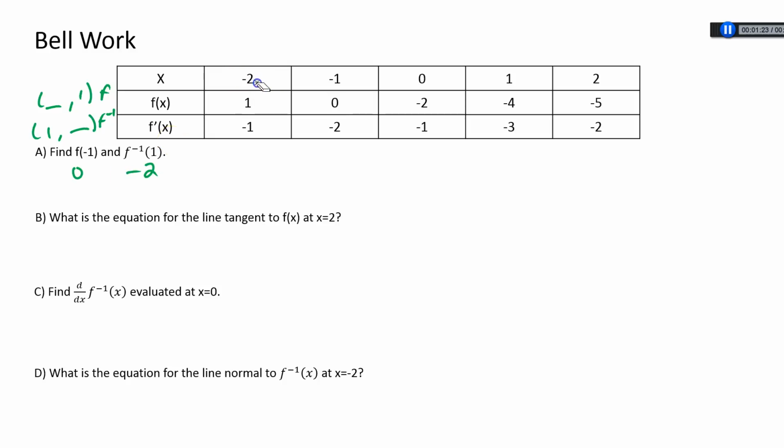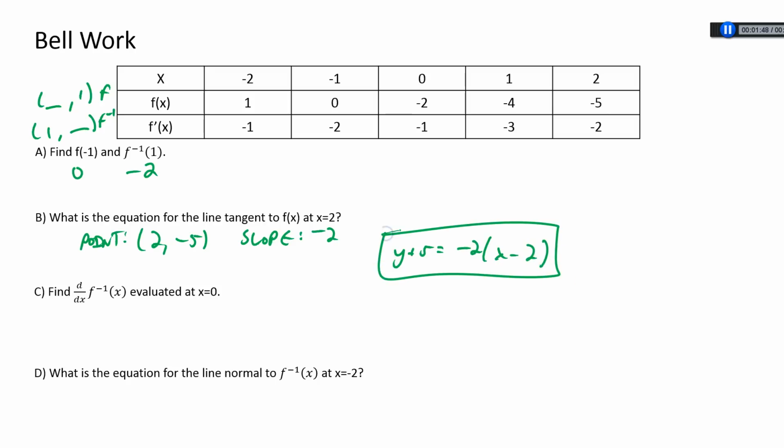Okay. Love table problems. Free points. Equation for the line tangent to f of x at x equals 2. So when x is 2, I need a point and a slope. Point is going to be 2, and it looks like negative 5. And the slope is going to be f prime of 2, which is negative 2. So we have y plus 5 equals negative 2 times x minus 2. Easy peasy.